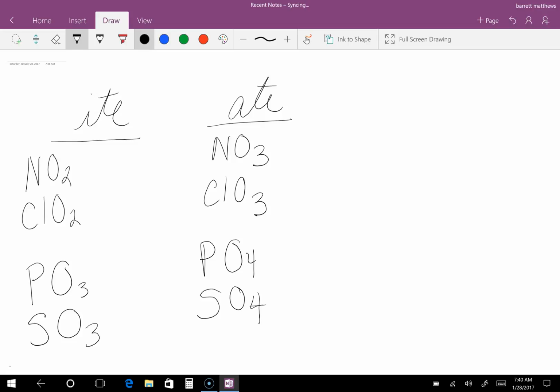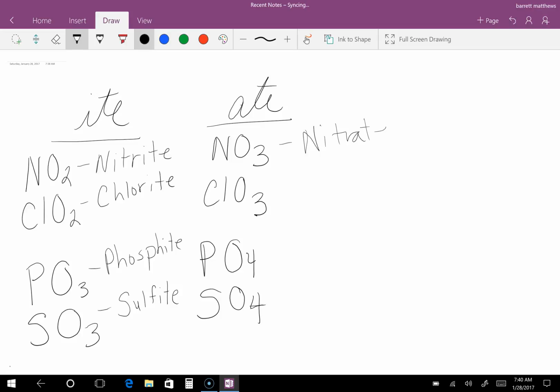So here are some polyatomic anions drawn out. You may want to pause this just to get an idea, but here I've organized them by ites and ates. So we have nitrite, chlorite, phosphite, and sulfite. Over here we have all the ates.